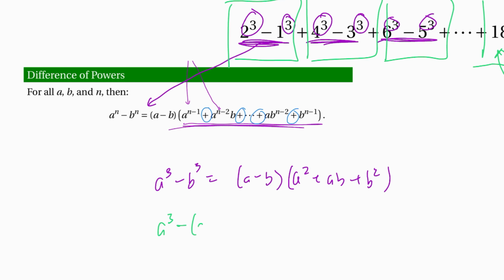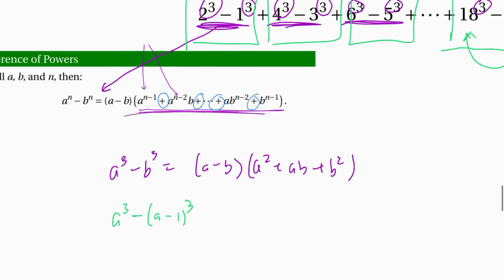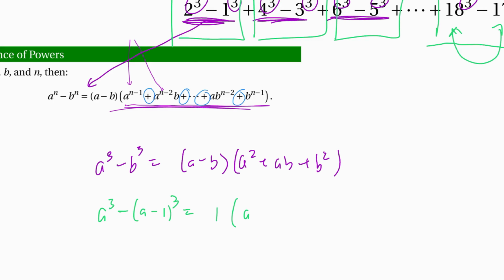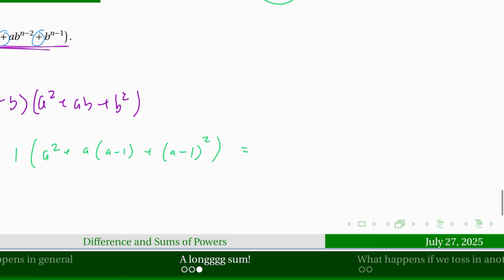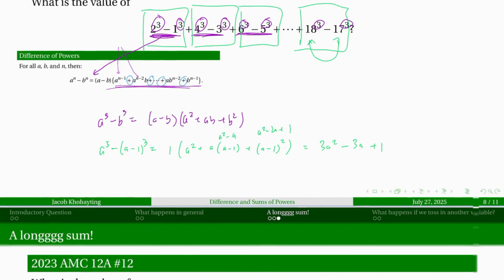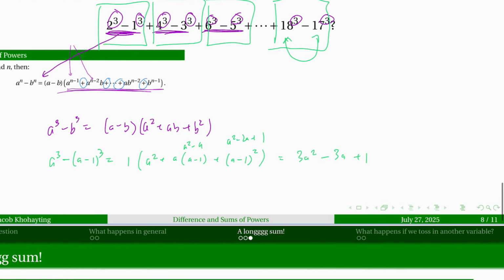So we can actually carry this to a, where you can set b equal to a minus 1. And when you do that, you have 1 times a squared plus a times a minus 1 plus a minus 1 squared. And this ends up being 3a squared. So we can expand this out: 3a squared minus 3a plus 1. So we just have a sum that we want to compute.